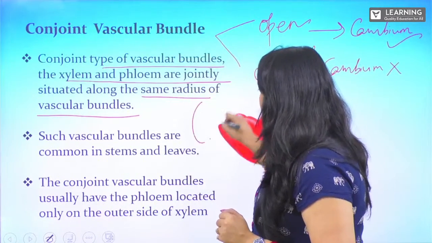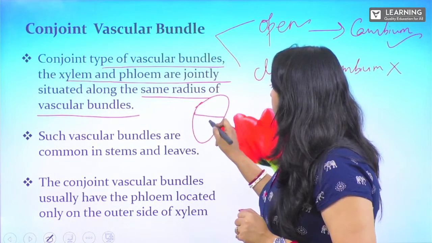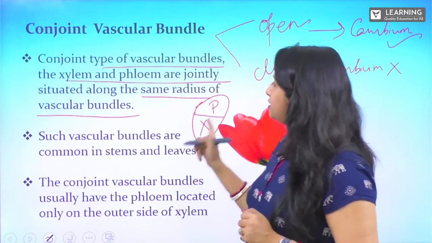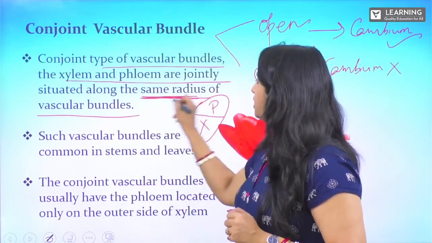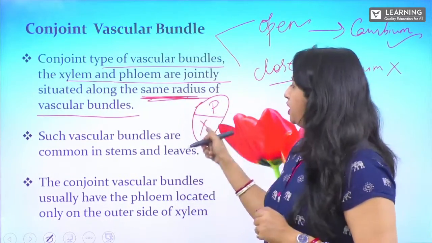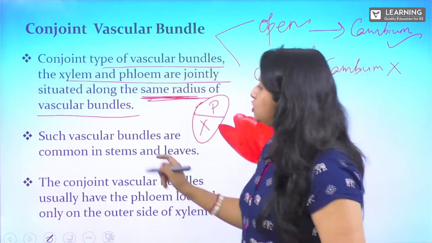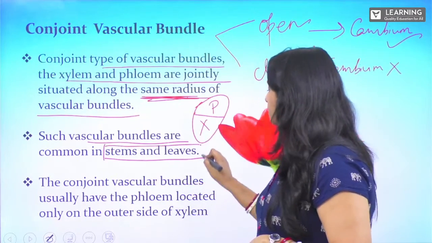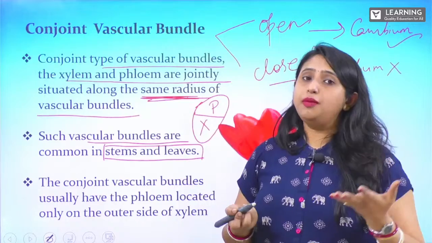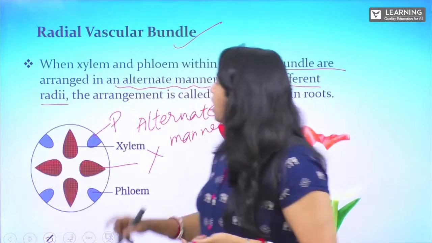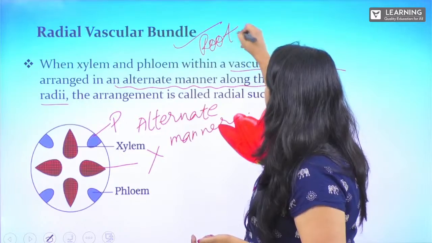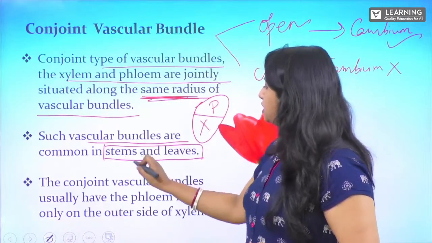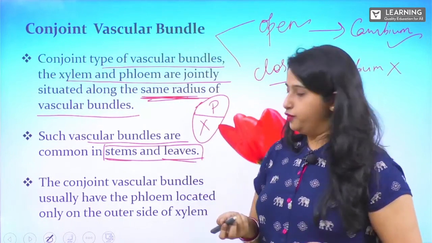So this is xylem and this is phloem. They are located close to one another. So this is the arrangement, that is in the same radius, not in an alternate radius. Such vascular bundles are common in case of stems and leaves. All right. This radial type of vascular arrangement, you will see basically in case of your roots. And you will see conjoint in case of your stems and leaves.